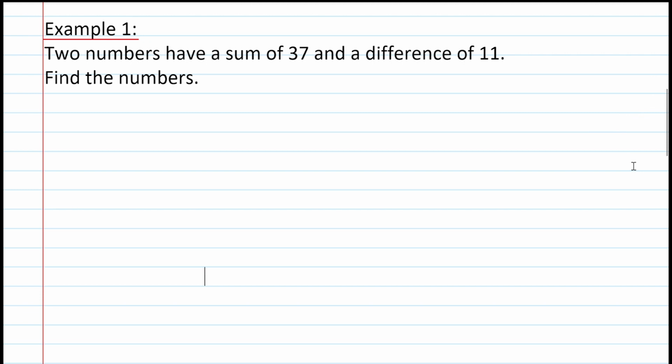Two numbers have a sum of 37 and a difference of 11. Find the numbers. What we are asking you to find are two numbers, so we're going to name our variables according to these numbers. The first variable will be x, the first number. The second variable will be y, the second number.